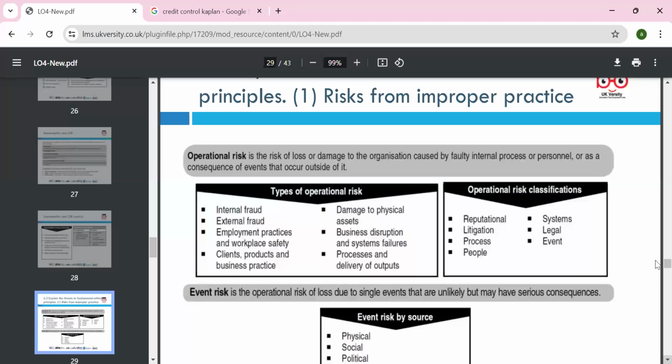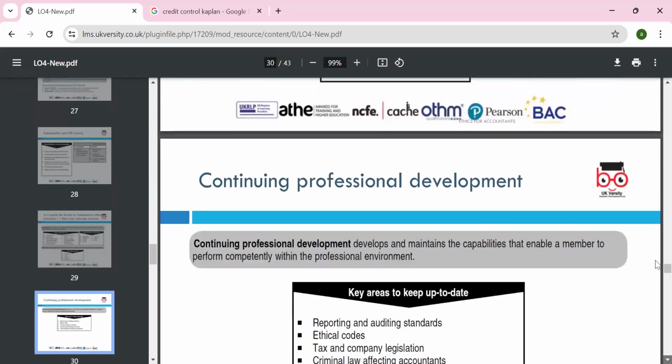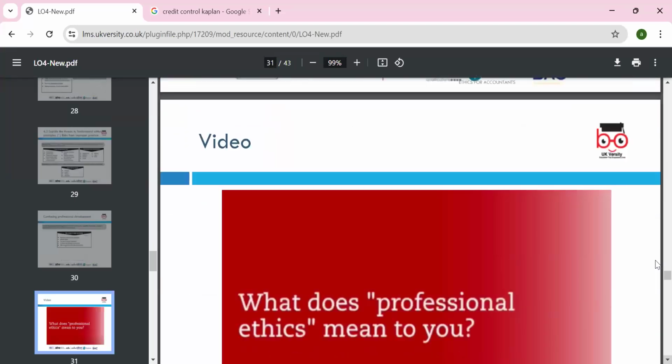Operational risk can be classified as reputational, litigation, process, people, system, legal, and events. When we look at the events of the risk, they can be physical, social, political, and economic. The source of the risk can come from political manifestos and so on, that leads to continuing professional development, of course, reporting and auditing standards, ethical code, tax rules, criminal laws affecting accountants, and other legislation which we will carry on following.